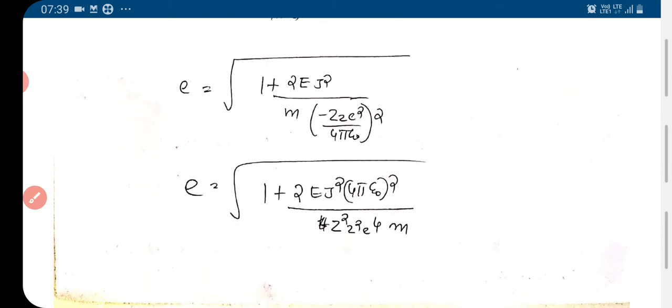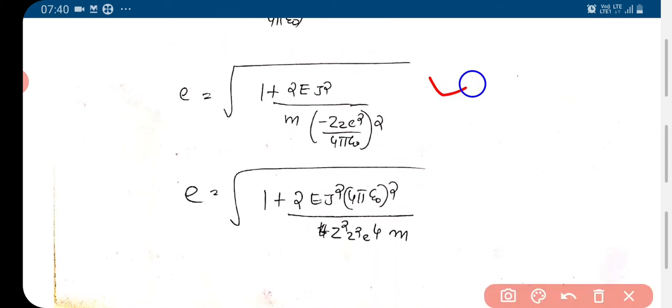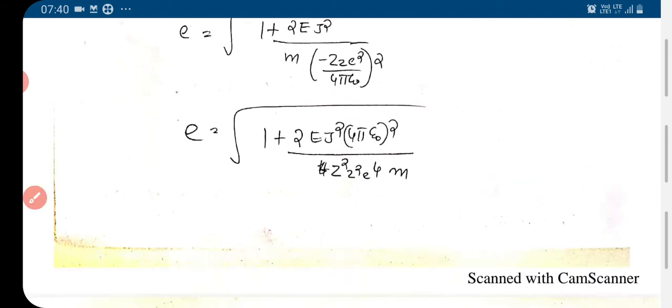And the eccentricity is given by this. We substitute for that k, and we get this expression for the eccentricity. The k is substituted.